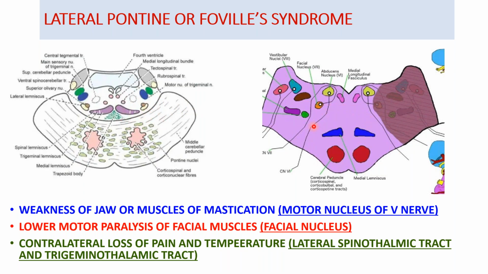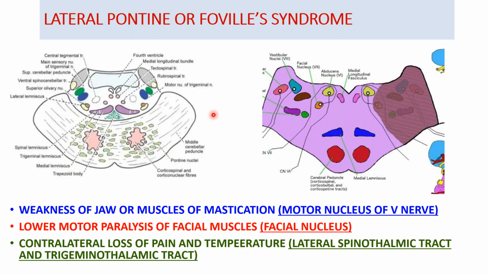So in this lateral pontine syndrome, what structures could go from here? The motor nucleus of the trigeminal nerve, all those motor nuclei which were laterally present, right? The motor nucleus of the trigeminal nerve will lead to weakness of the jaw muscles and muscles of mastication. The facial nucleus also goes in this part, so lower motor paralysis of the facial muscles will be seen. Now the lateral portions of the lemniscal system, the lateral spinothalamic tract, the spinal lemniscus, will be involved, so there will be loss of pain and temperature to that area.